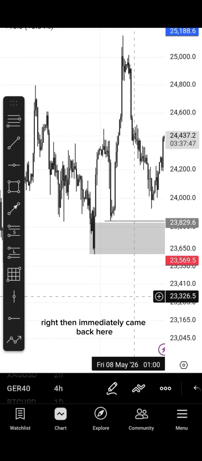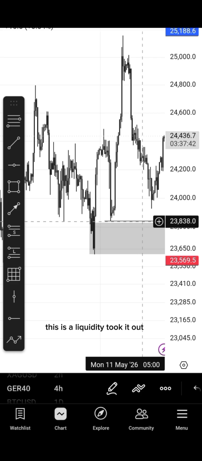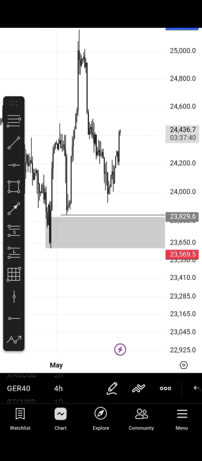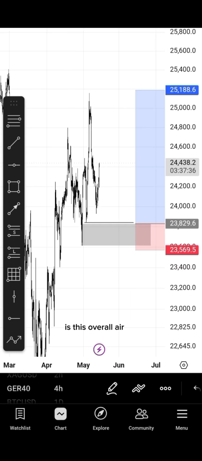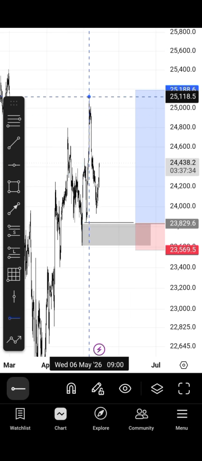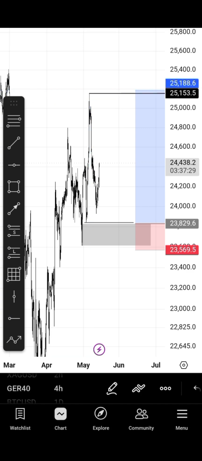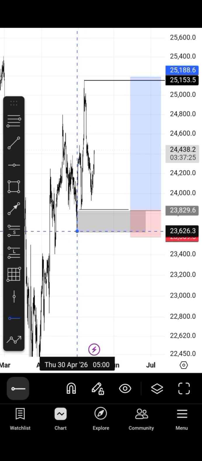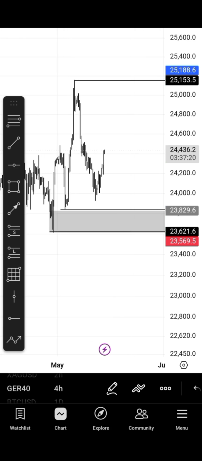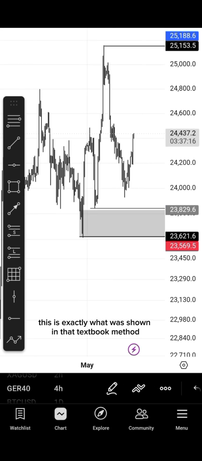Then it immediately came back here. This is a liquidity. Took it out, then pushed up again. So what you are going to be targeting is this overall high. Right? Then your stop loss should be below this invalidation area. Good. This is exactly what was shown in that textbook method.